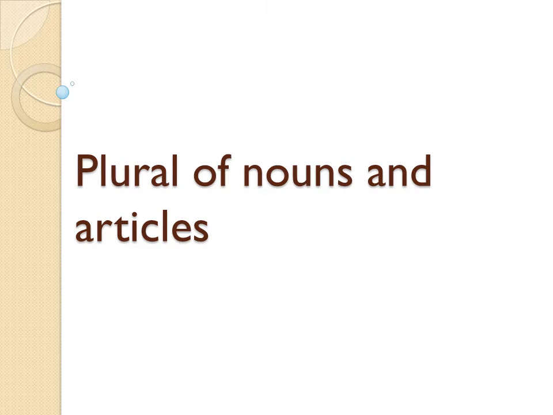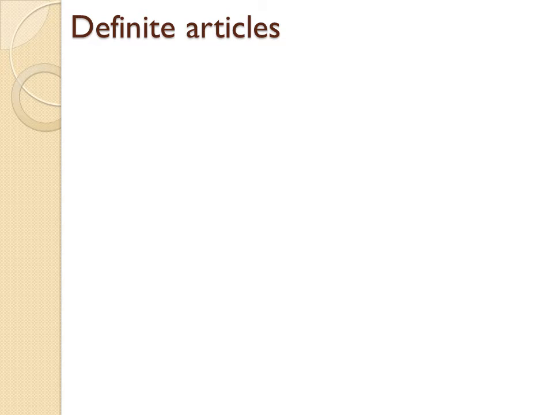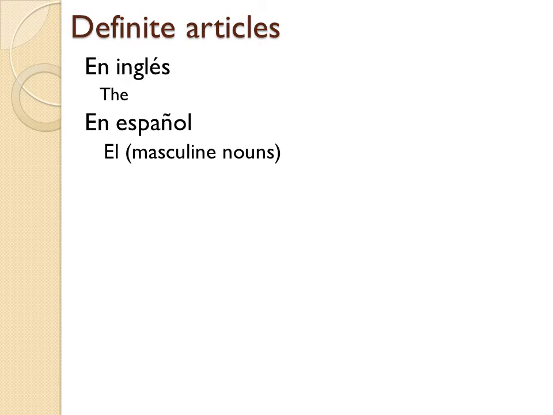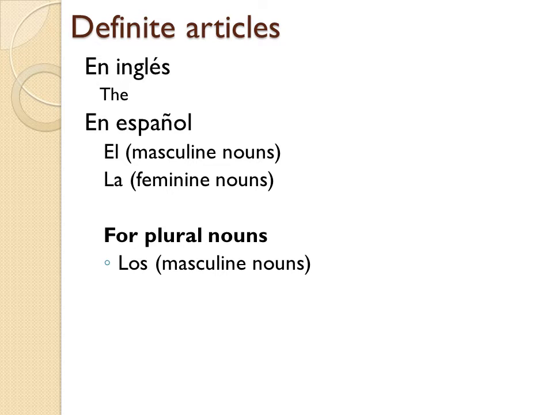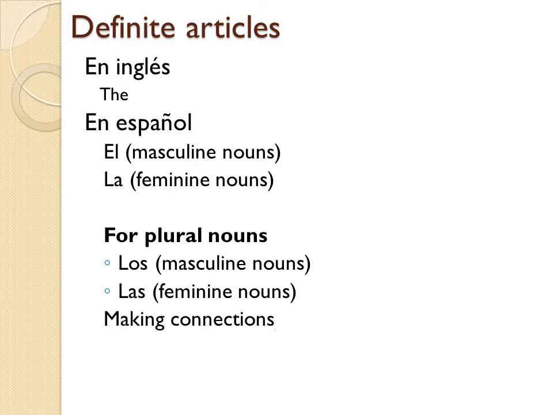Plural of nouns and articles. We'll review the definite articles. En inglés, the. En español, el is for masculine nouns. La is for feminine nouns. Then we have the plurals. Los for masculine nouns and las for feminine nouns. And keep in mind, just be aware that the plural of el is los and the plural of la is las.